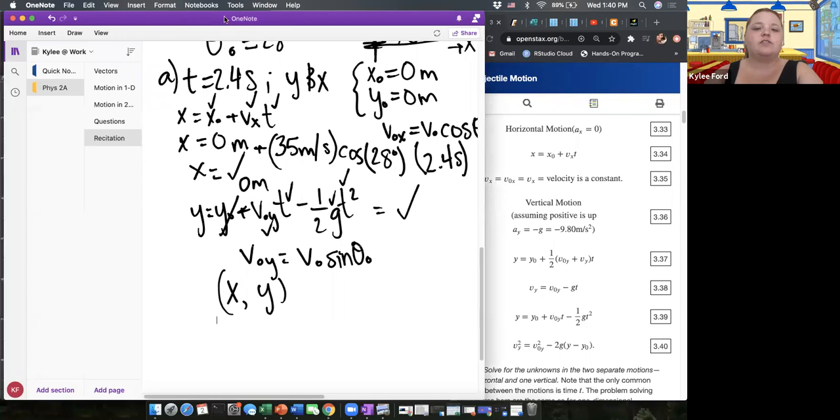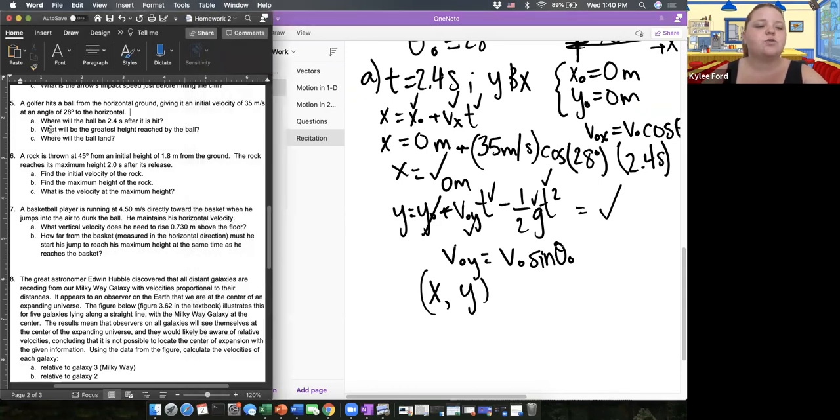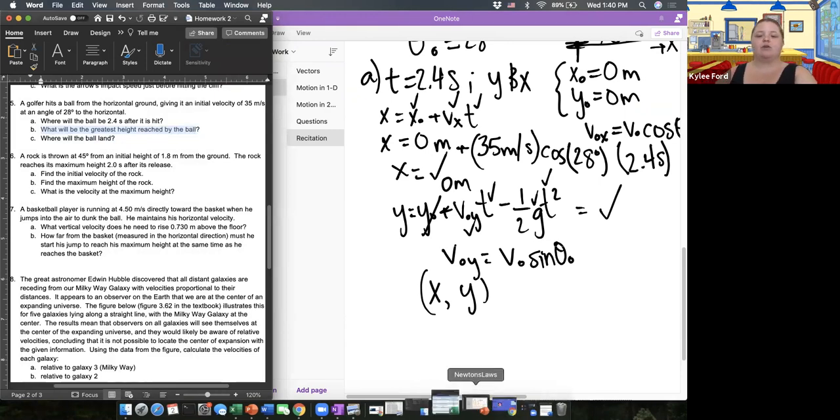And a lot of these are going to be kind of repetitive, just in the way that they're formed, but you just got to remember how to set everything up and make sure you're looking at your equations, going back and forth. Okay, so the next question, B, is asking what will be the greatest height reached by the ball.